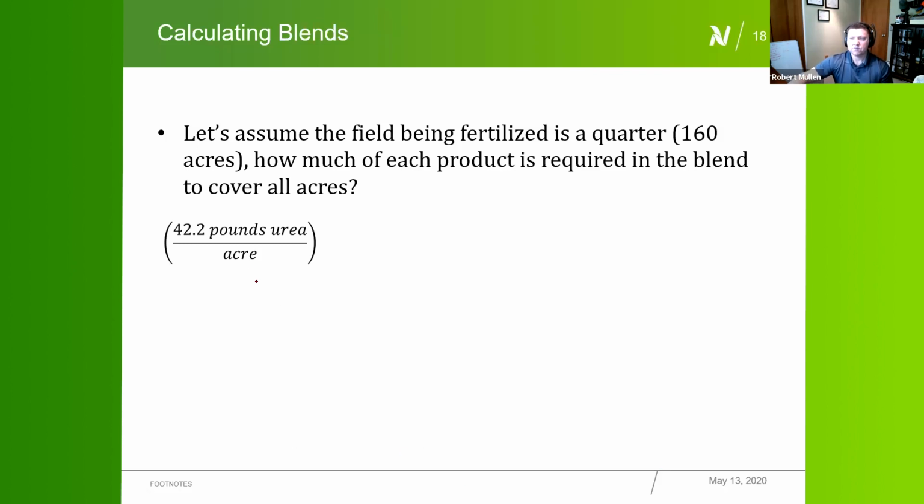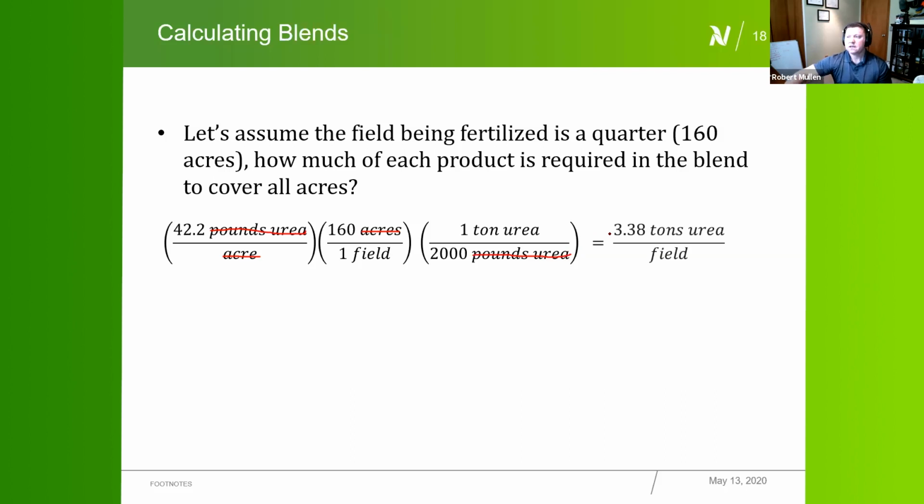Now I realize on a per acre basis, I'm putting out 42.2 pounds of urea. I'm covering now 160 acres. So again, you notice acre goes away. I've got pounds of urea, but I'm going to ultimately put this on a tonnage basis just for ease. And if you're blending products at a larger retail facility and you're not working on this like on my lawn or your front yard, you're probably going to be basing this on a ton basis anyway. I need a total of 3.38 tons of urea per field.